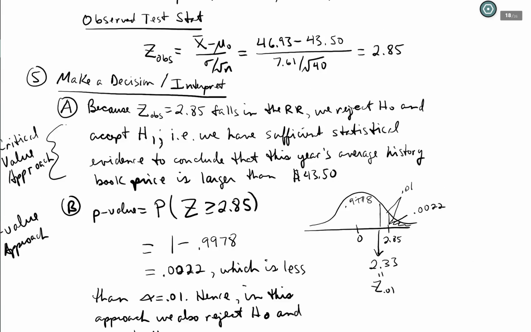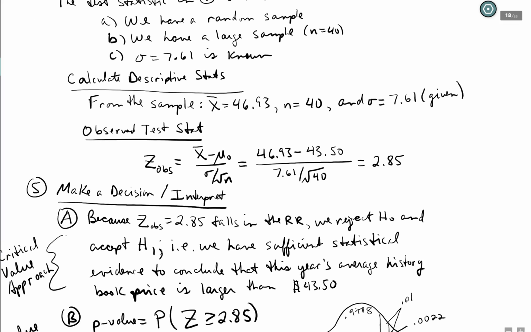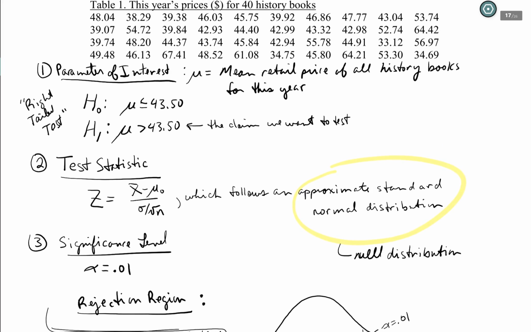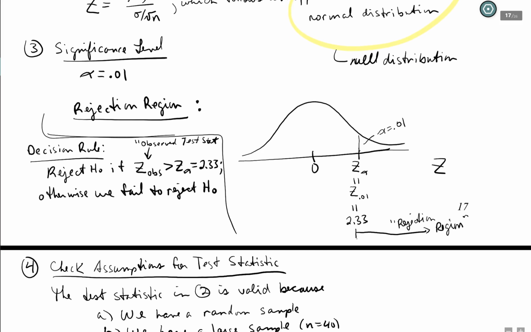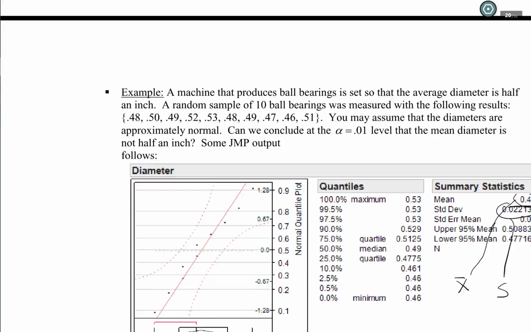Before, we had a one-sided rejection region, a right-tailed rejection region. We would reject H naught in this previous example if z was bigger than 2.33. Remember, that was working off of this alternative hypothesis being greater than 43.5. Now, what we have is different in this example here with the ball bearings.